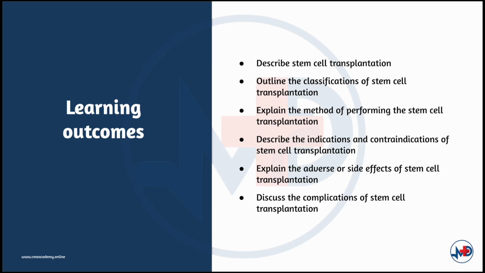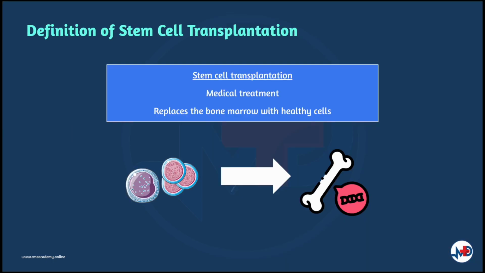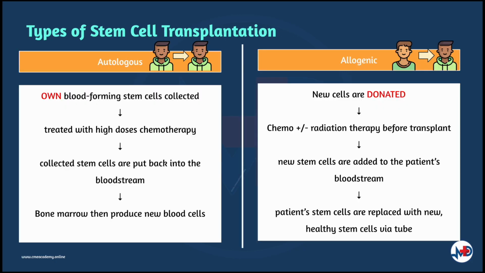Let's get started. Stem cell transplantation is a medical treatment that replaces bone marrow with healthy cells. It can be classified into two types, which are the autologous and allogenic transplantation. Autologous stem cell transplantation involves one's own blood-forming stem cells. The stem cells are collected and the patient is then treated with high doses of chemotherapy. Chemotherapy will cause the cancer cells and healthy cells to die. After this, the collected stem cells are put back into the bloodstream so that the bone marrow can produce new blood cells.